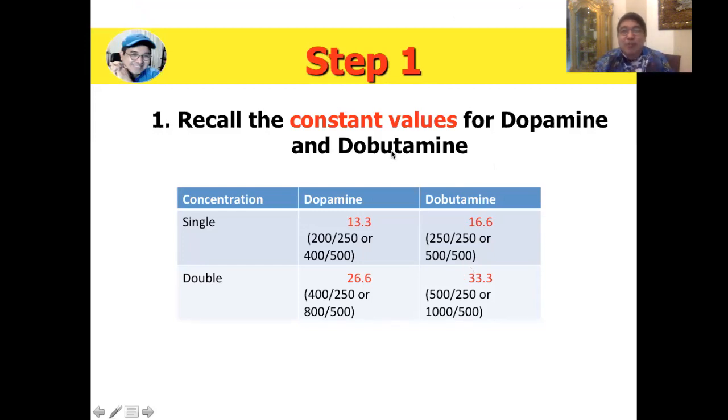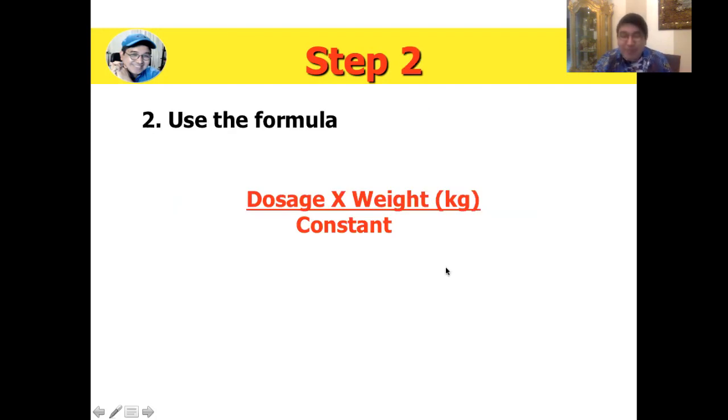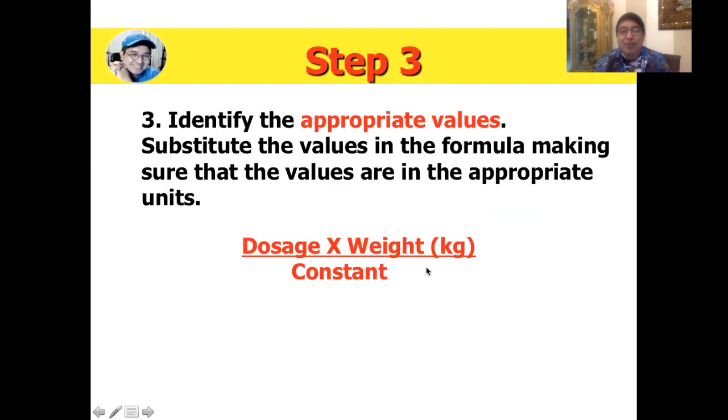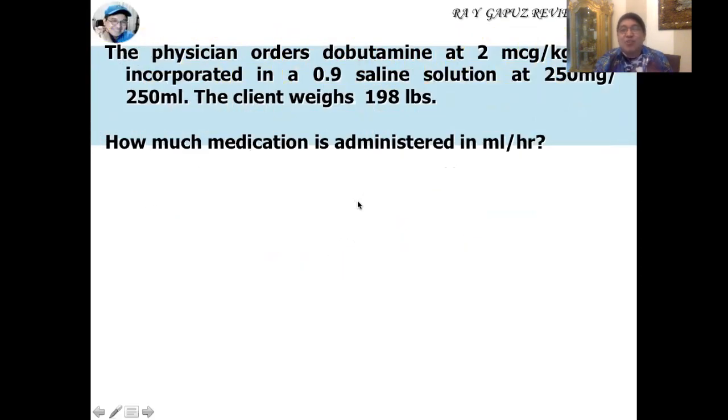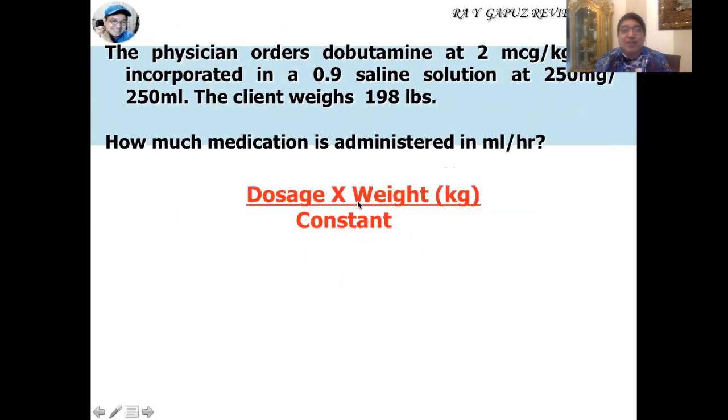So step number 1, we recall the constant values for dopamine and dobutamine. This time we're talking about dobutamine. So it's 16.6 for single concentration and 33.3 for double concentration. And then we make use of the same formula, dosage times weight in kilograms divided by constant. And then we identify the appropriate values, substitute the values in the formula, making sure that the values are in the appropriate units. Okay, so let's go back to the problem and let's make use of the formula.